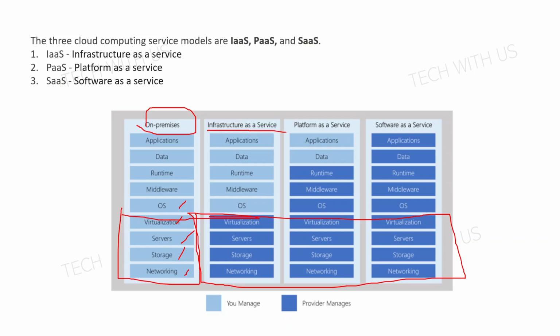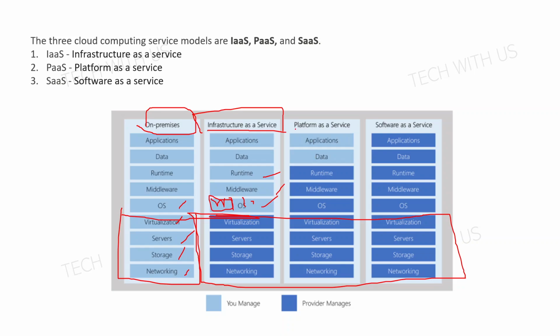If you go for IaaS, IaaS in the sense infrastructure as a service, the OS, middleware, runtime, these are the things we can manage on our own. They will just be giving your virtual machine on top of it. If you want to install Windows OS, you can install Windows OS. If you want to install Linux OS, you can install Linux OS. So based on our need, we can install our OS specifically.